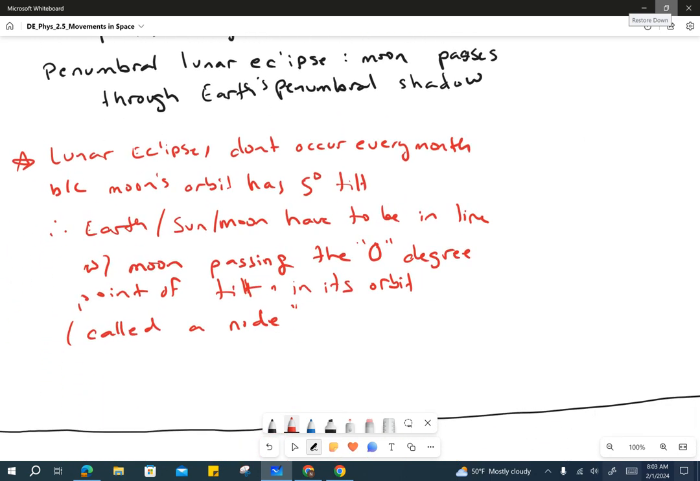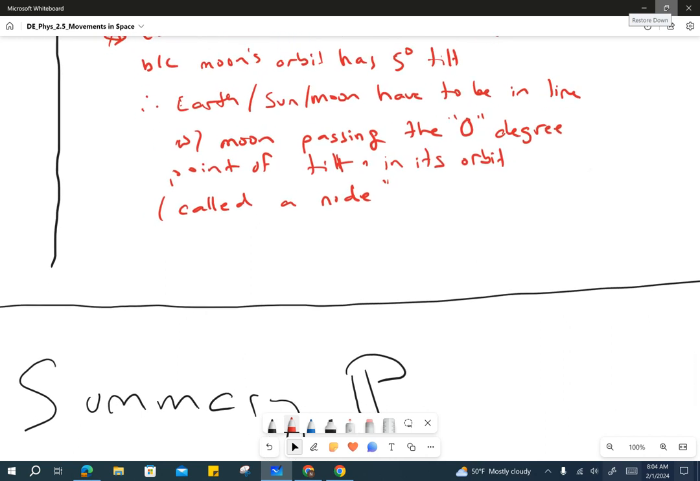You also have to be aware of the fact that lunar eclipses don't occur every month because the sun, earth, and moon are not in a perfect line. The moon's orbit occurs at a 5-degree tilt, and that's why we don't always get to see a perfect lunar eclipse every month. Okay, so that was a lot of material.